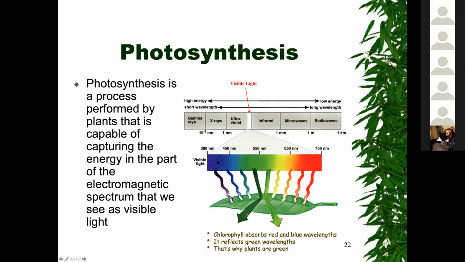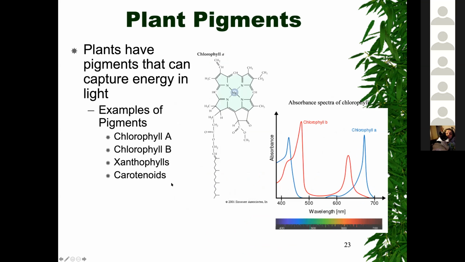Now plants, as I'll show you in a minute, I'll show you why this is true. Plants can absorb blue color and red color. They cannot absorb green color, green wavelengths. So they reflect it. And because they reflect green, when we look at a plant, that's what we see. We see green. And this is why.